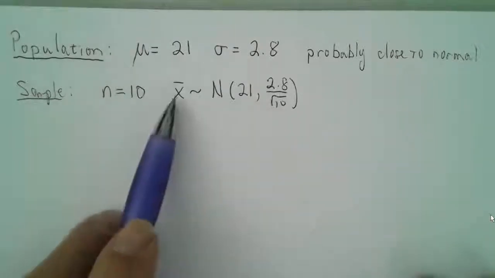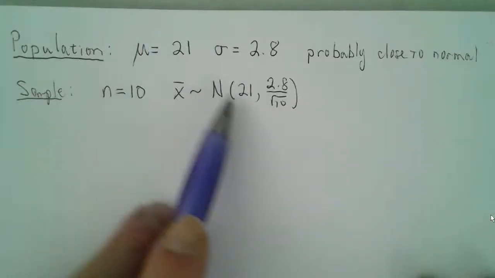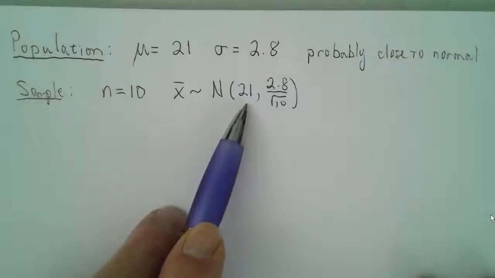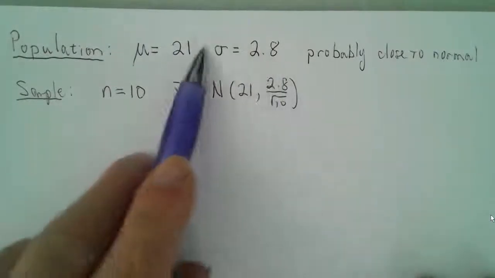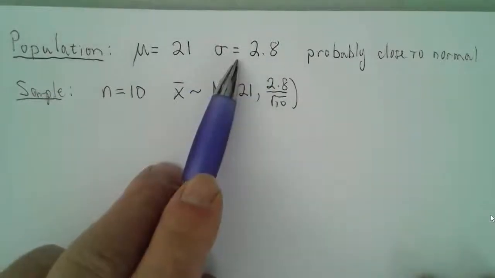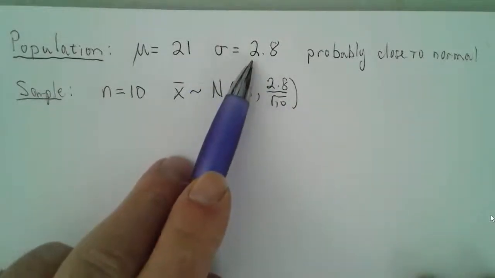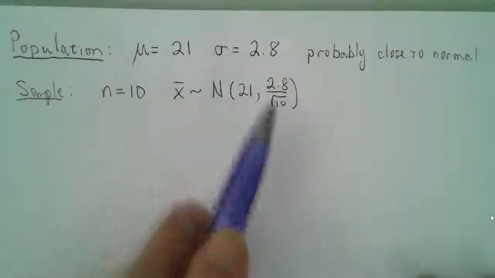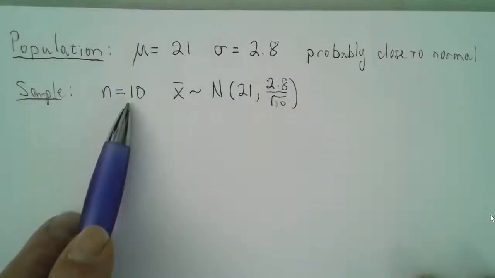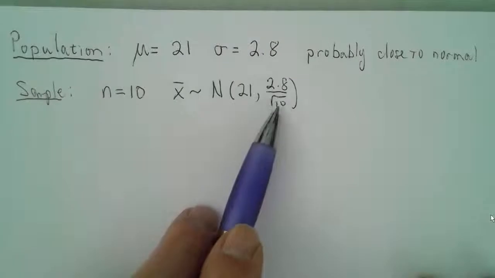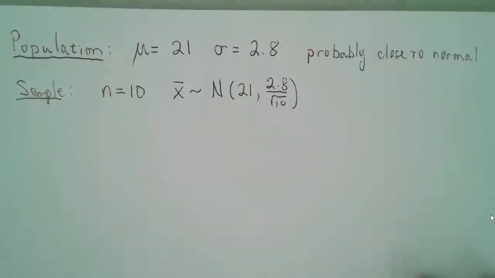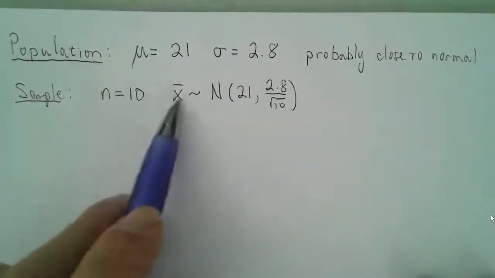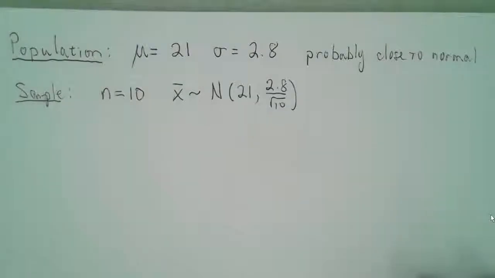The mean of the x-bars is going to be exactly the same as the mean of the population, and the standard deviation actually gets better for us. A single bobcat taken at a time has a standard deviation of 2.8. When we start taking the averages of 10 of those, we expect a standard deviation of 2.8 divided by the square root of the sample size, or 10 in this case. So these x-bars are normally distributed.